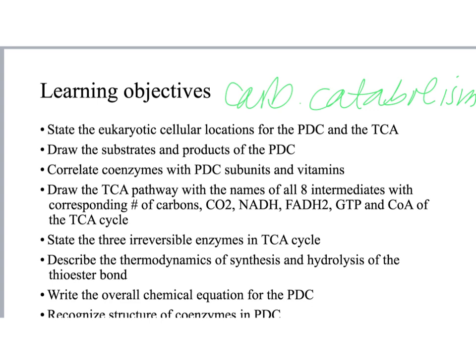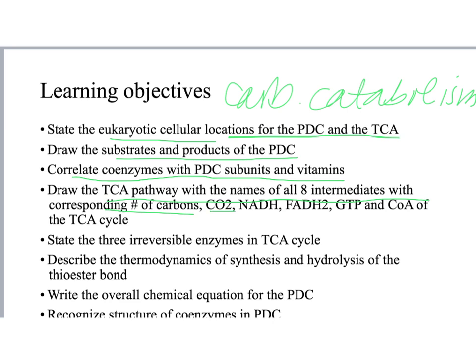So after watching this video, you should be able to state the eukaryotic cellular locations for PDC and TCA, draw the substrates and products for the PDC, correlate coenzymes with subunits and the vitamins, and draw the TCA pathway with names of all 8 intermediates and the corresponding number of carbons. Notice that you don't need to know the structures of these.